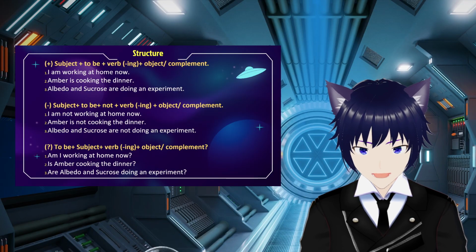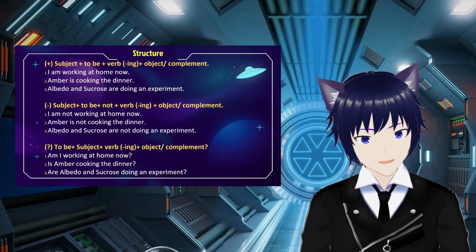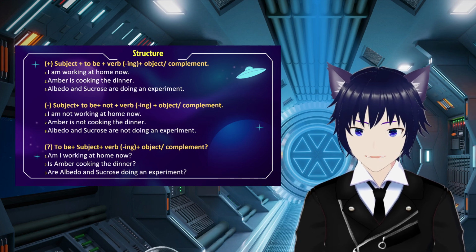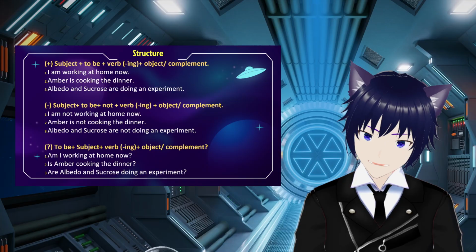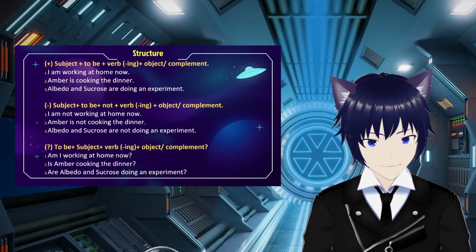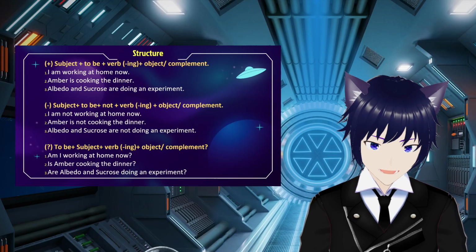For the positive one, we begin with the subject. And then we continue with the to be. For your information, the to be can be either am, is, or are, depending on the subject. And then we continue with verb ing. And finally, we end it with object or complement.